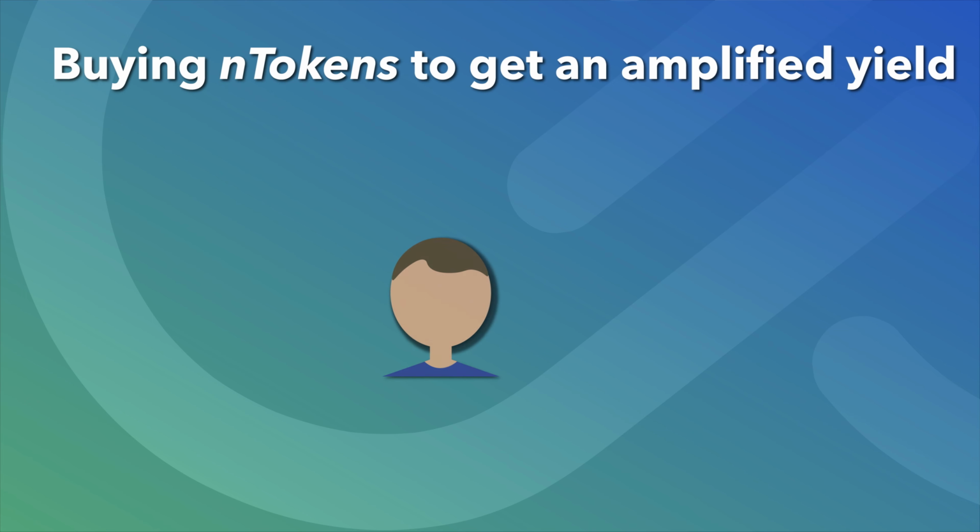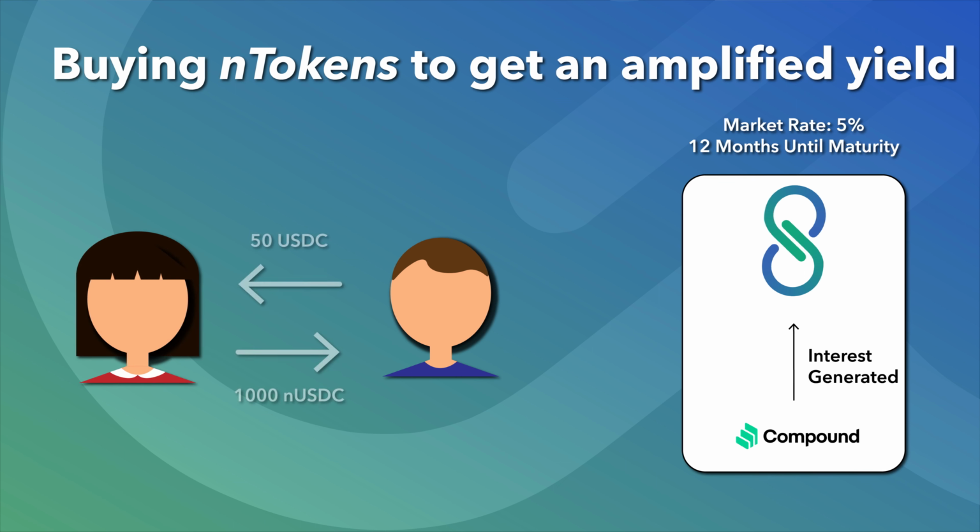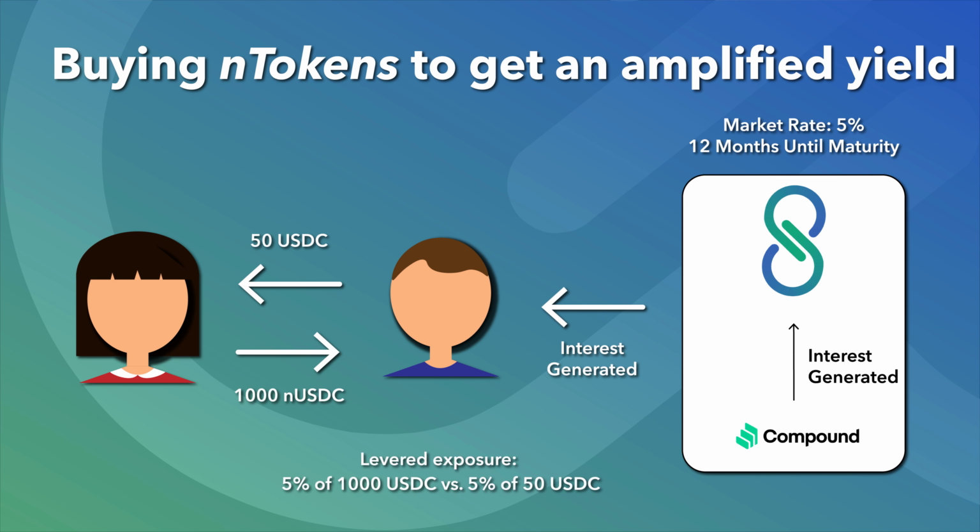Now imagine Bob, who instead believes that the interest rate is actually going to be higher in the future. He wants to bet on this belief and buys 1000 nUSDC from Alice, paying her 50 USDC. This gives him exposure to any yield generated by Alice's initial deposit, which he can then redeem at any time he wants in the future. This is great from the perspective of capital efficiency. Assuming that the rate will stay at approximately the same level throughout the entire period, Bob will receive 5% of 1000 USDC, instead of 5% of 50 USDC he would have otherwise received by lending his deposit directly on Compound.